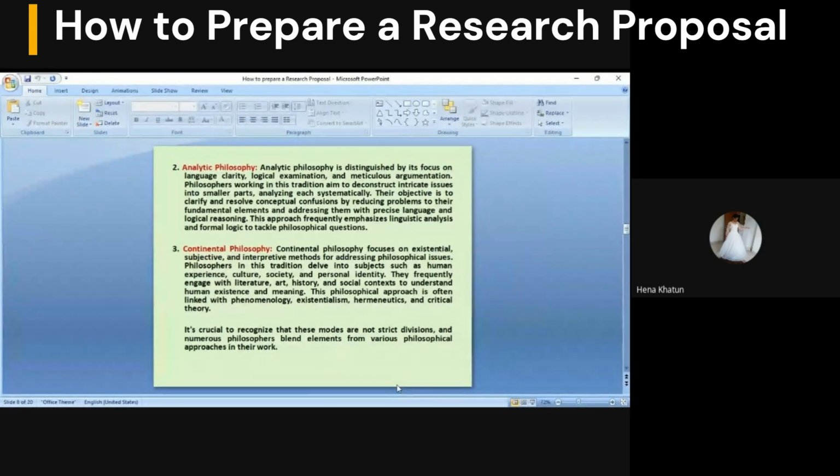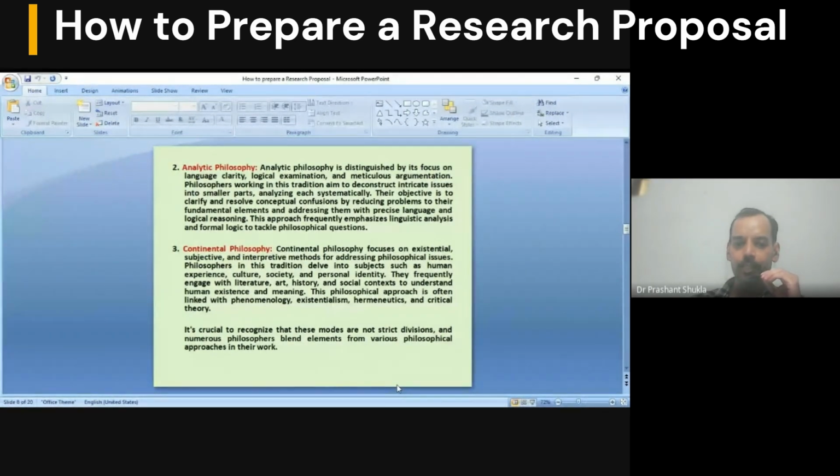So, analytical philosophy is distinguished by its focus on the clarity of language and the logical examination and meticulous argumentation. Philosophers working in this tradition aim to deconstruct intricate issues into smaller parts, analyze each part systematically, and then resolve the conceptual confusion.